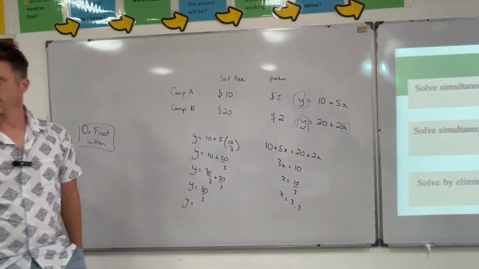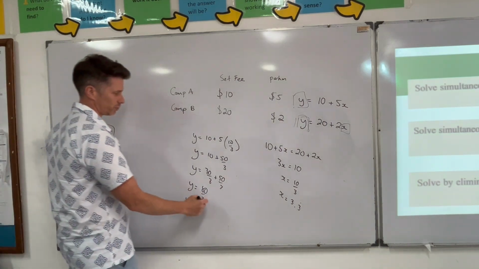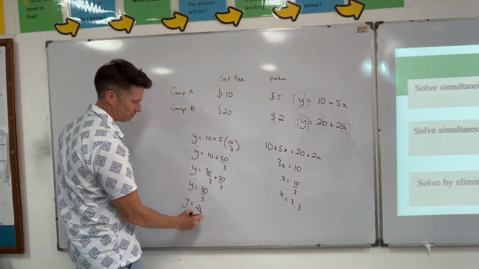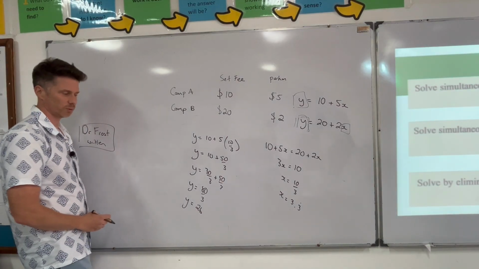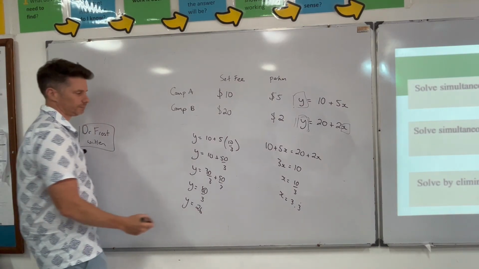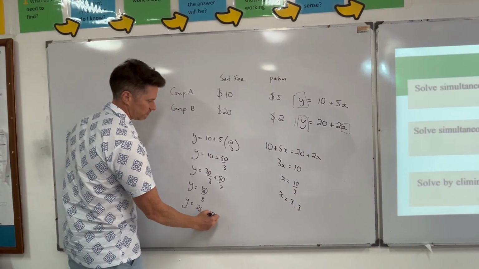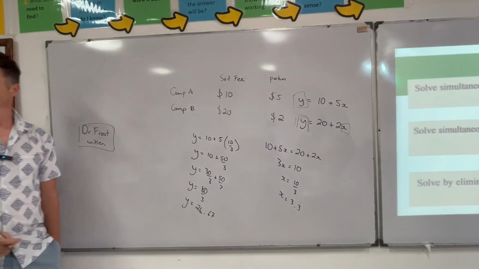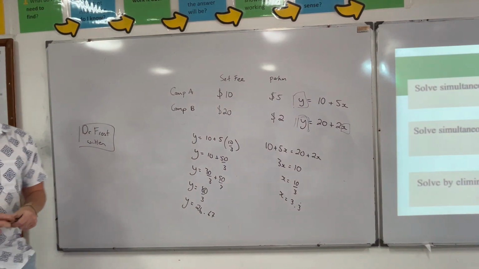So what's that as a mixed number? 3 fits in 80 26 times, and the remainder is 2/3, which is 0.6 recurring. So that's $26.67. Okay, so what we've done there is solve simultaneous equations.